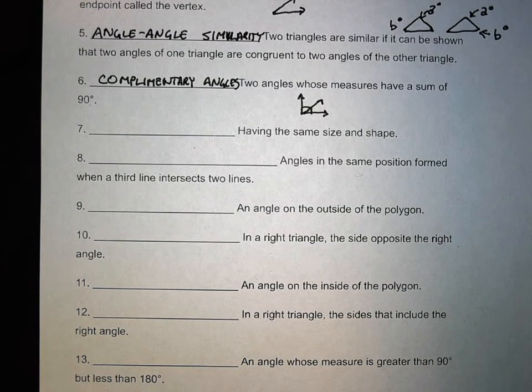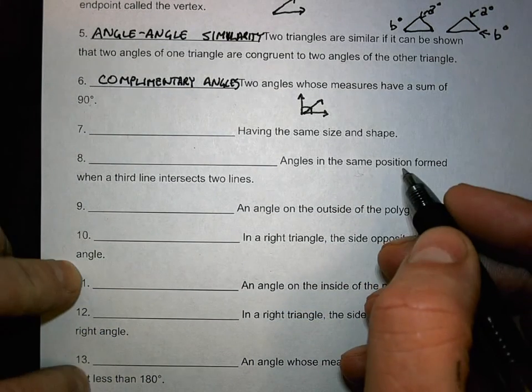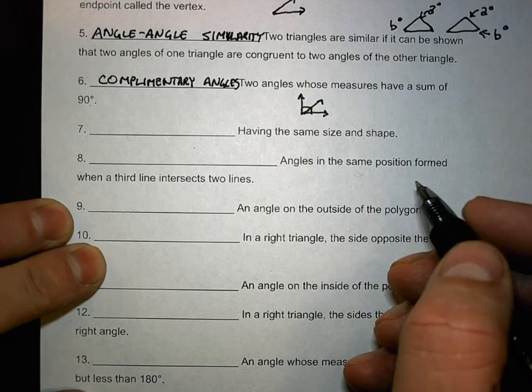Okay. Having the same size and shape. It's a math word called congruent.